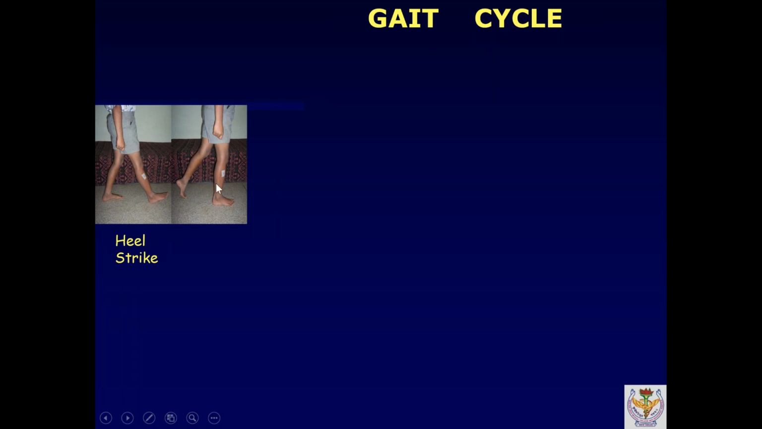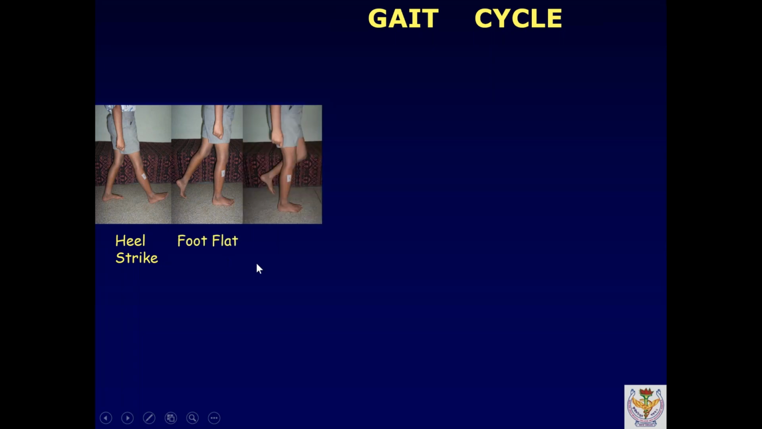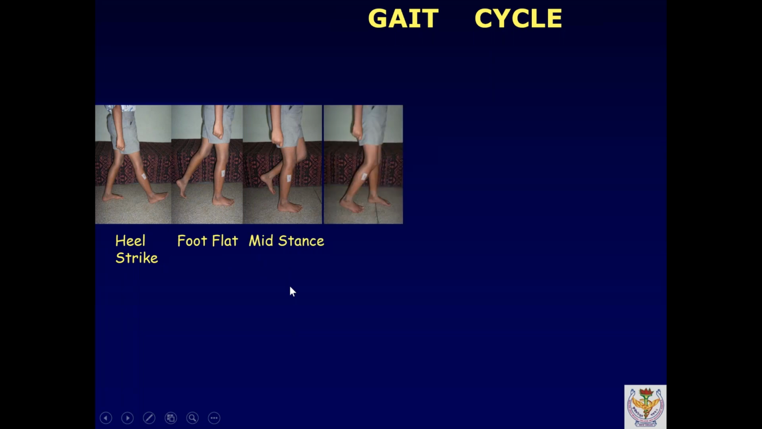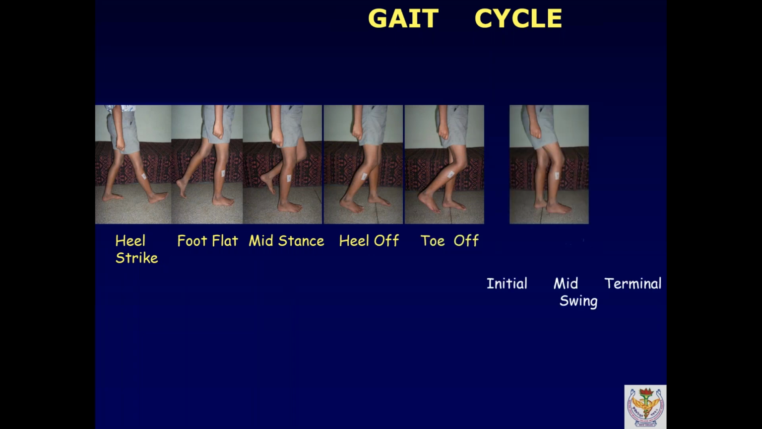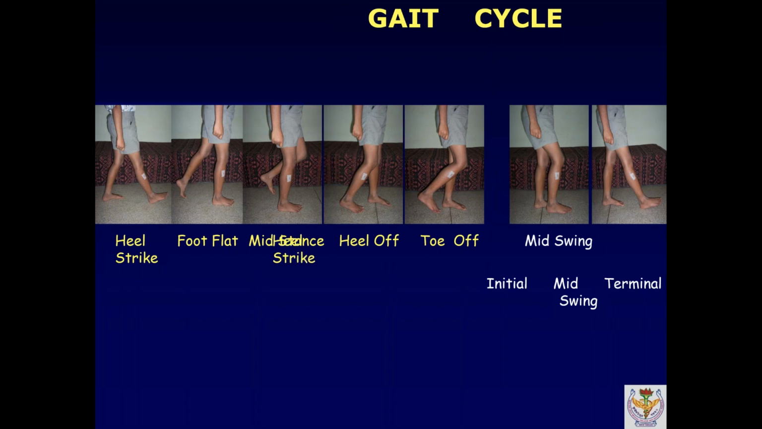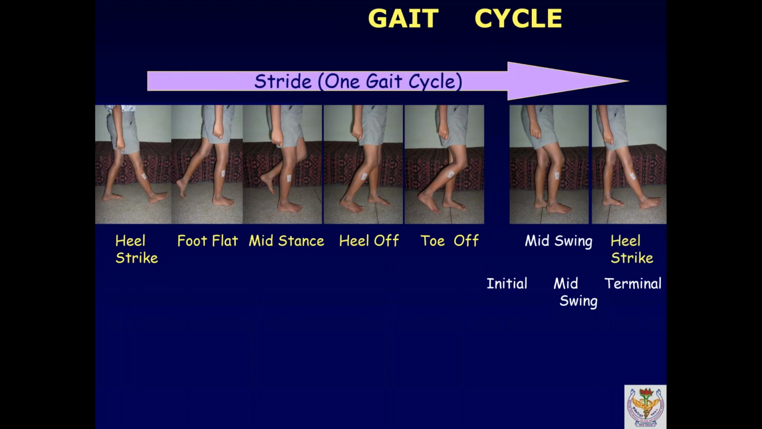The tibia has now moved forward. Here it was 90 degrees, but now it is less than 90 degrees, in fact about 3 degrees less, so there is effective dorsiflexion of the foot. Then there is mid stance, where the entire body weight is on a single limb. After mid stance comes heel off and then toe off, which ends the stance phase. Then the swing phase starts, initial, mid, and terminal, and again the heel strike. So this is one gait cycle.